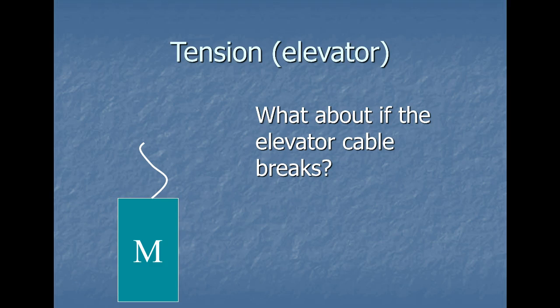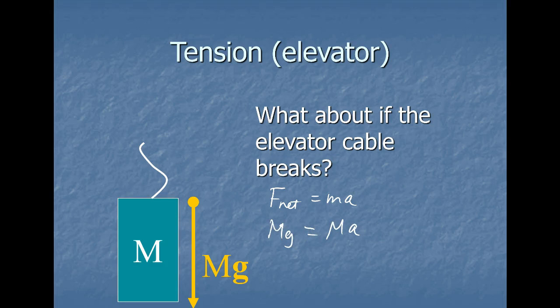And then finally, what if the elevator breaks? The elevator cable breaks. That would be a bad day. Well, in that case, we only have mg, and so F net would be equal to ma. So you have mg is equal to ma, and hopefully this makes sense. It would just have an acceleration of 9.8. It would be falling in free fall if there's no other forces except for gravity.